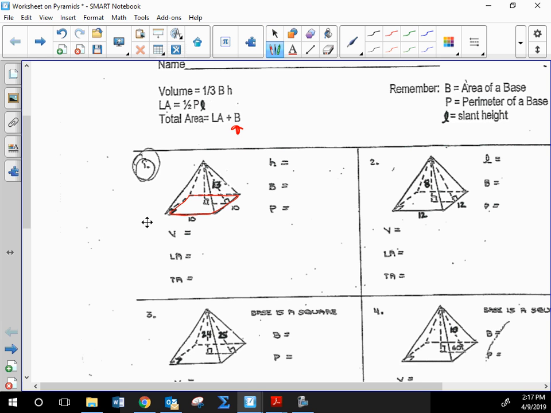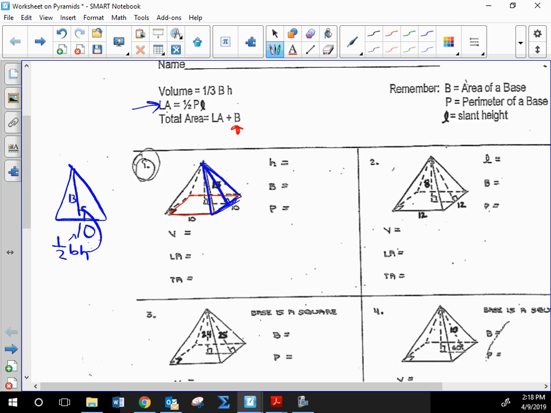Because of that, that's why our lateral area formula has changed. If I take a look at just one of my triangles here, they told me my base edge is 10. They gave me the height of this triangle, they said this was 13. How do I find the area of this triangle? One half base times height. Good, one half base times height, or base times height divided by 2. Now our base is our base edge here, and our height is the height of our lateral side.